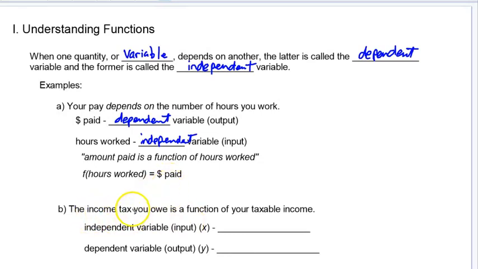Okay, one more example. The income tax that you owe is a function of your taxable income. So in this scenario, the independent variable or the input is your taxable income.